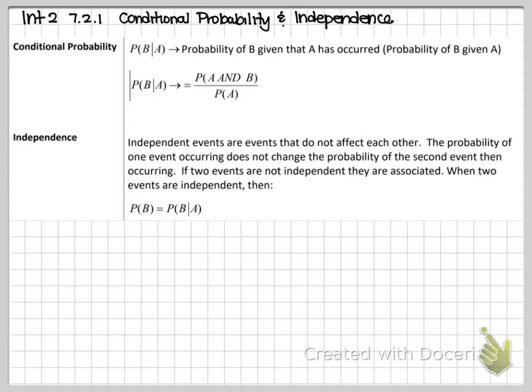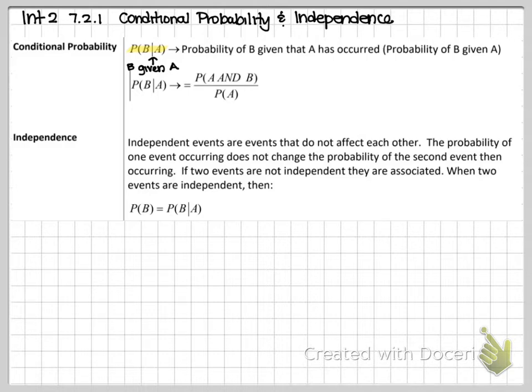So we've got our notation of conditional probability. Basically, that is probability of B given A. So B given A. That's what that vertical line is basically telling you. So given. So B given A. So the thing is, we know the second event has already occurred. That's what we're trying to figure out, the probability of the first one now happening because of that.